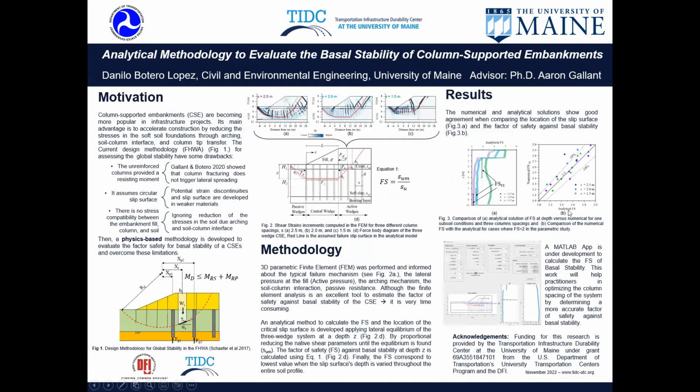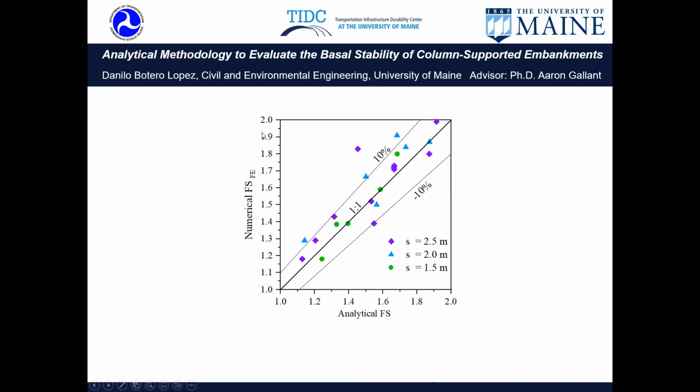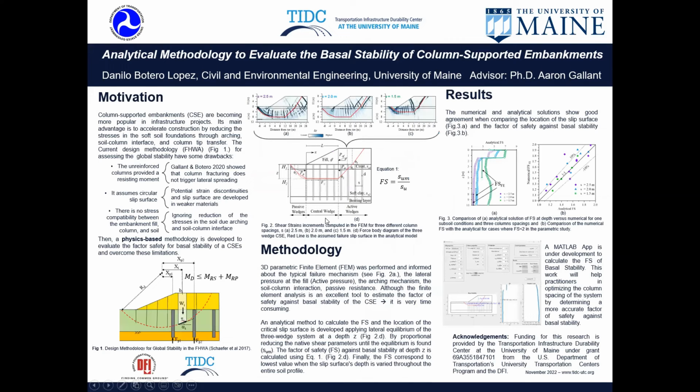Then if I have your attention on figure 3B, I'm showing there the factor of safety of the numerical finite elements versus the analytical method. And this is for all the parametric study, where I vary the thickness of the crust, the fill height, the column spacing, and the undrained shear strength of the subsoil. And these are for a factor of safety less than 2. And as you can see, they all have good agreement.